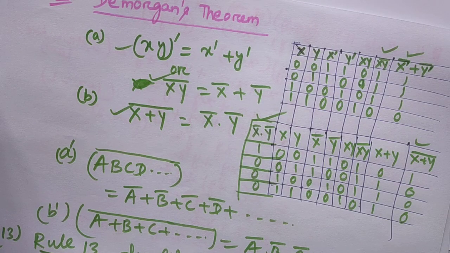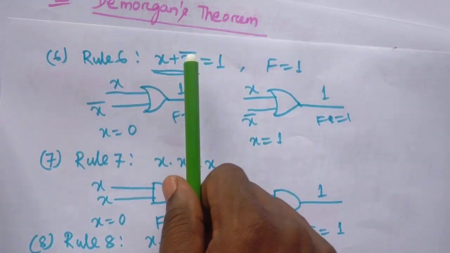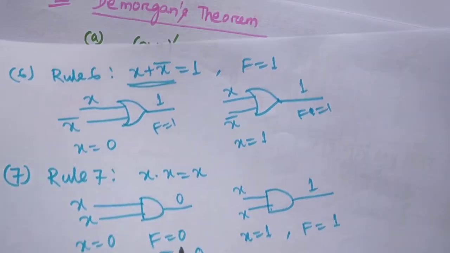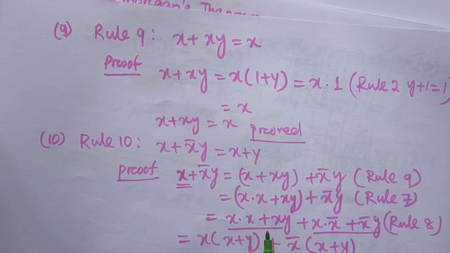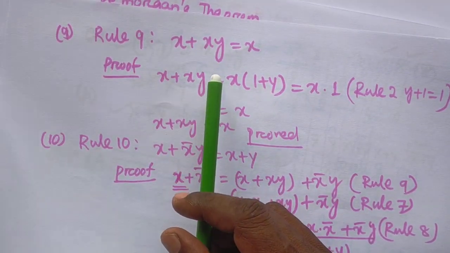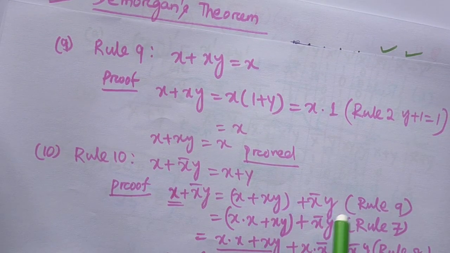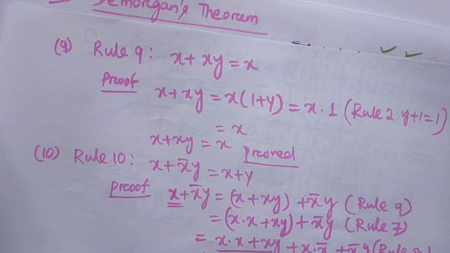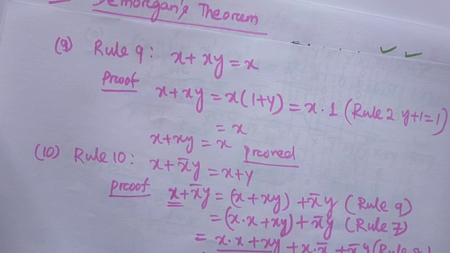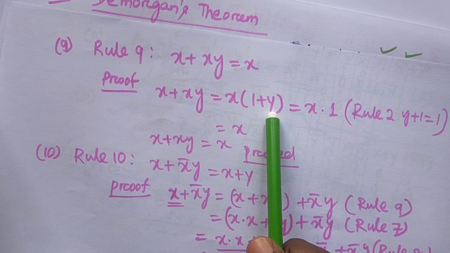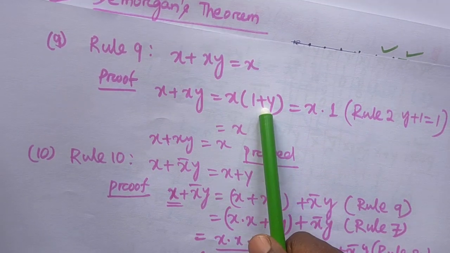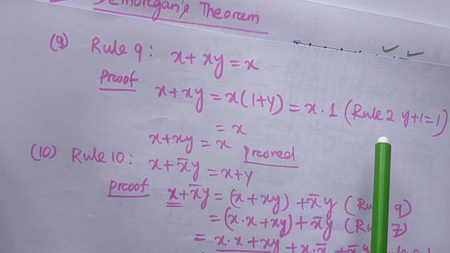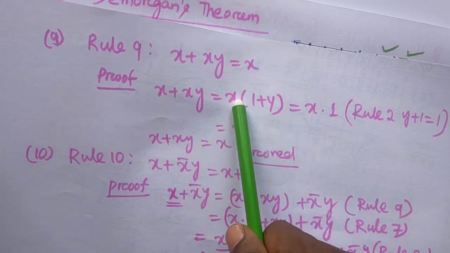Okay, this rule I defined, and that was the fifth rule. Next is x plus x complement is equal to 1, x dot x is equal to x, x dot x complement is equal to 0. This rule I have already explained. Another is the ninth rule. Here we prove through a rule which is already proved, that x plus xy is equal to x. Previously we discussed that 1 plus y is equal to 1, or x plus 1 is equal to 1. Applying that rule, with the help of rule 2, we prove that x plus xy is equal to x.